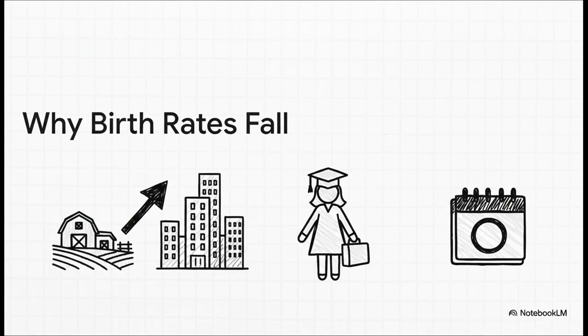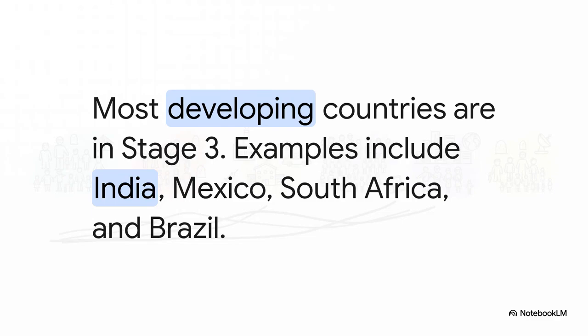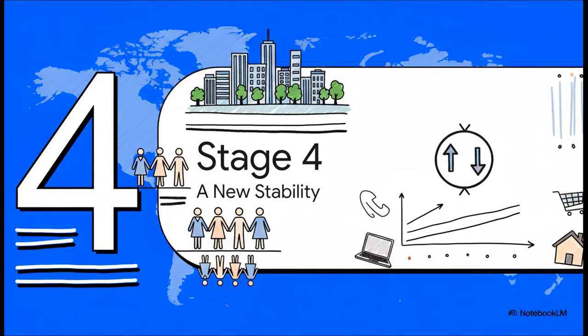As more people move to cities, there's just less economic need for large families to work on a farm. And this is so important. As women get more access to education and jobs, family sizes naturally get smaller. This is the reality for a lot of the world's biggest emerging economies right now. Countries like India, Mexico, South Africa, Brazil, they're all in the middle of this stage 3 transition, managing this slowing but still significant growth. So where does this all lead?